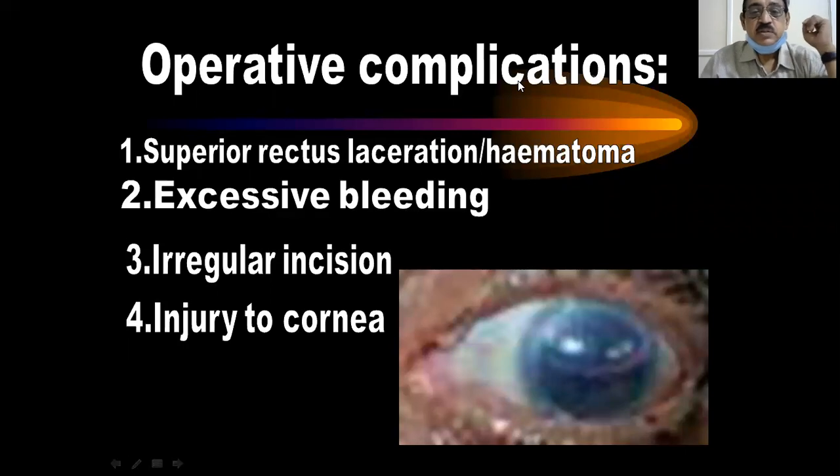So the superior rectus laceration and hematoma will occur when we are passing a superior rectus bridle suture to have the globe in the downward and fixed position. And while you are cutting the conjunctiva, there can be excessive bleeding and it can be cauterized.